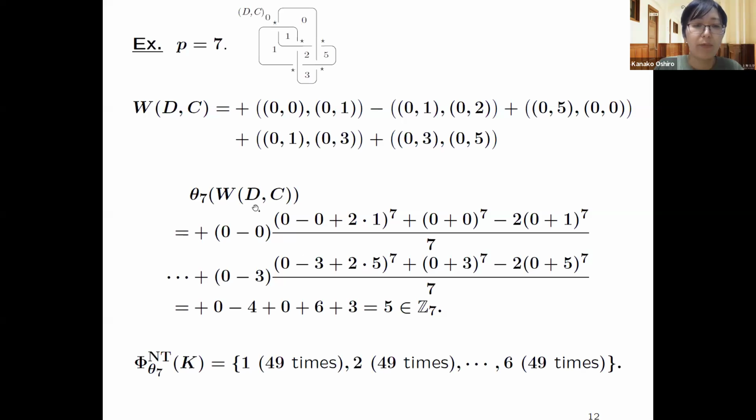So like this, we can obtain the sum of the weights. And we send this weight sum by theta 7. This theta 7 is the 2-cocycle I showed, which comes from the Mochizuki 3-cocycle. So by calculating this value, we have, this is equal to 5. So like this, for all of the non-trivial Dehn 7 colorings of this diagram, by calculating this value, we have the cocycle invariant.